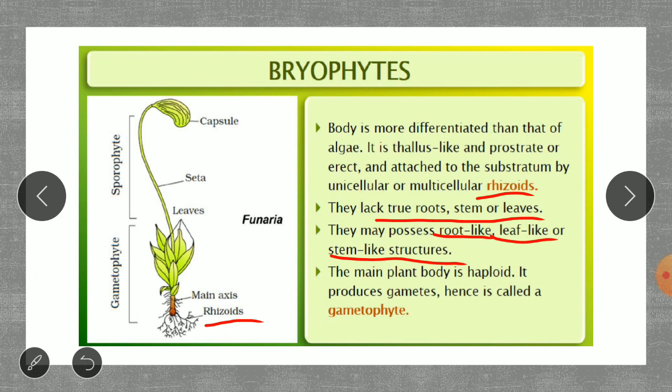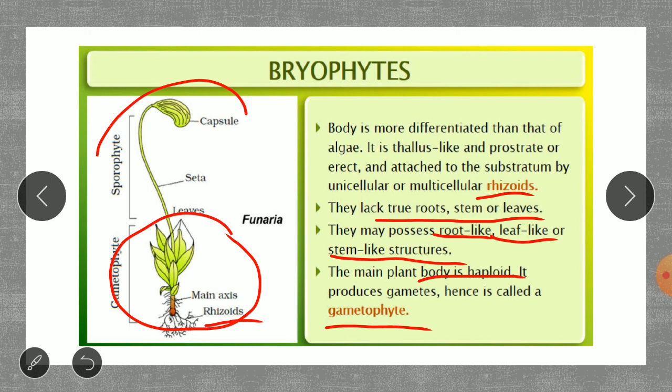In some cases, the main plant body is going to be haploid. Haploid means containing only one set of chromosomes. It produces gametes and hence it is called the gametophyte. So here this part is going to be called the gametophyte and this is the sporophyte. Gametophyte means it is producing the gametes, that is male and female gametes which can reproduce.